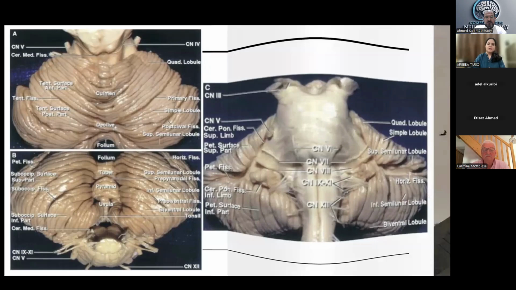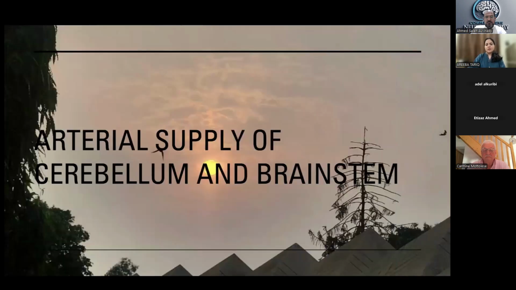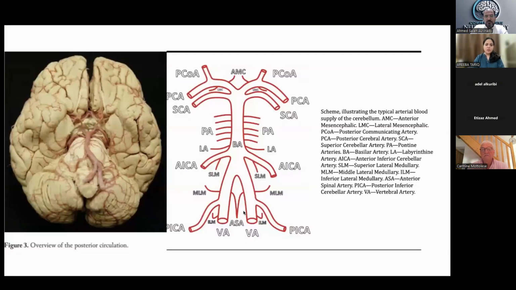Now, moving towards the arterial supply of the cerebellum and brainstem, the first part of our lecture. So, a very simplified, brief review of how it starts. It starts from two vertebral arteries. The two vertebral arteries join together and form the basilar artery. I hope you can see my cursor.